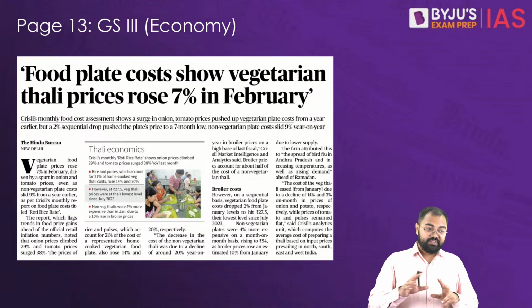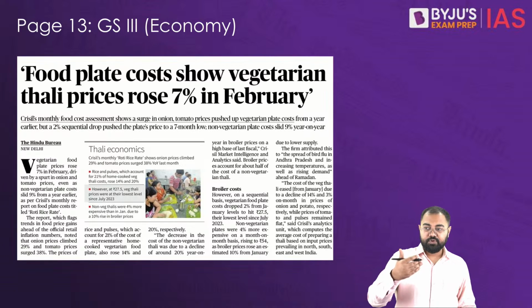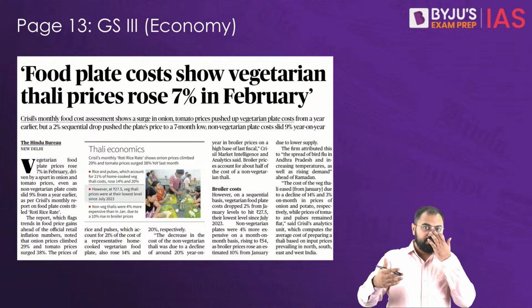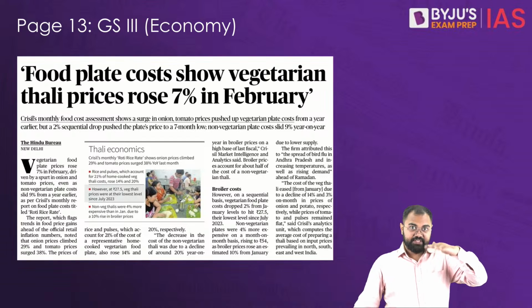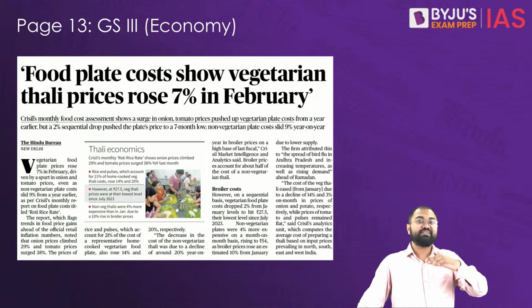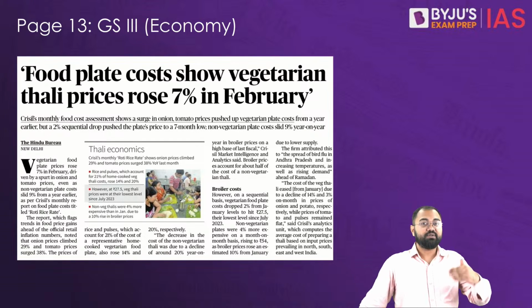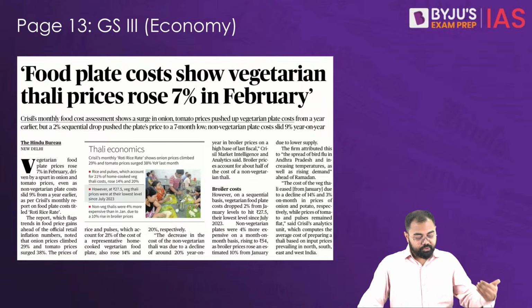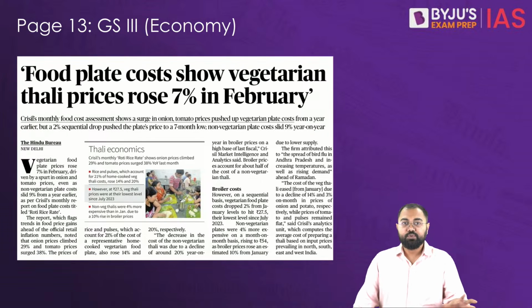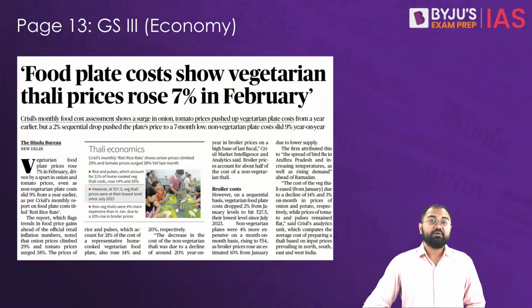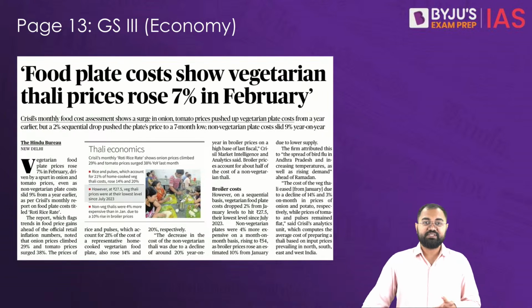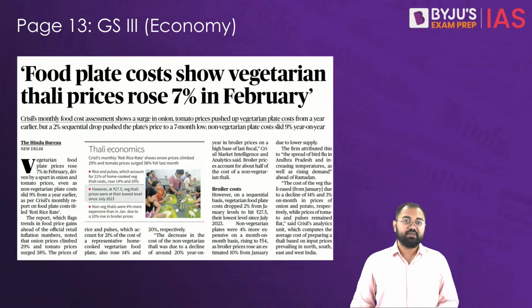But overall, when the prices are looked at from a month by month perspective, we see that the prices are lower. The vegetarian thali prices are lower than last month and the last 2-3 months. And I think it has also been mentioned that since June of 2023, this has been the lowest price that we have seen.